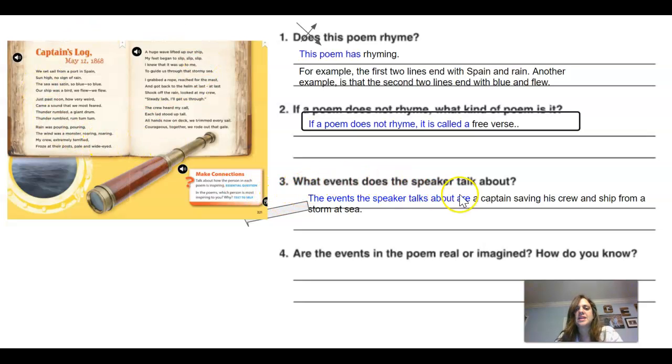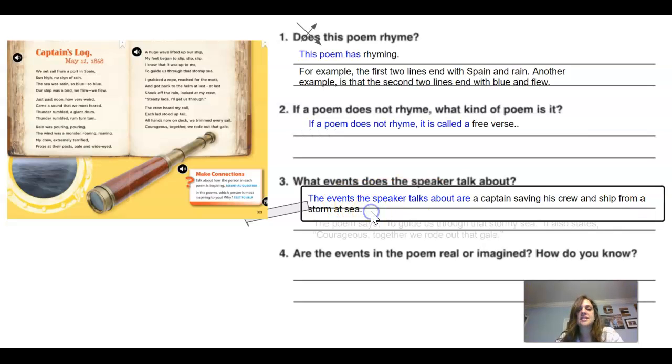Number 3, what event does the speaker talk about? Again, we restated: the events the speaker talks about are, and we use the poem, a captain saving his crew and ship from a storm at sea. Now we need text evidence. The poem says, so that phrase tells us that we're getting text evidence from the poem, to guide us through that stormy sea. That is text evidence directly from the text.